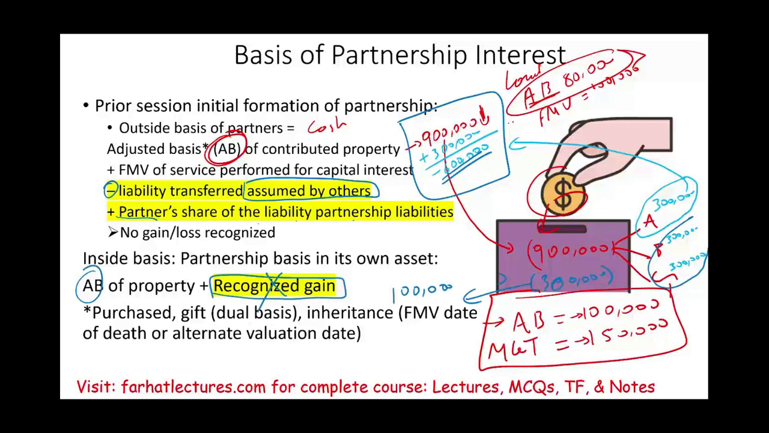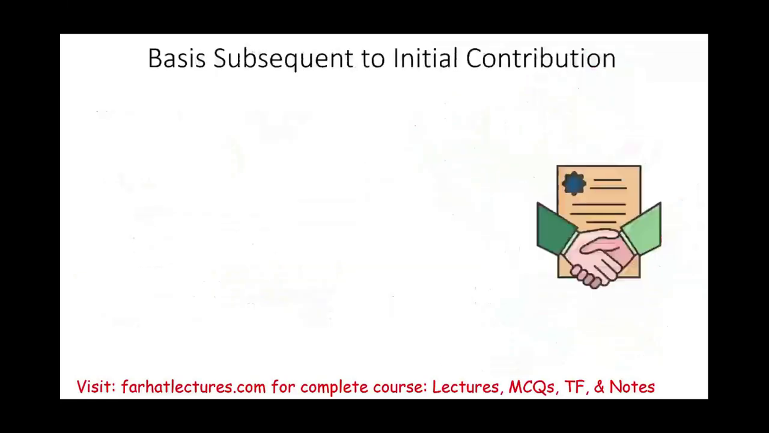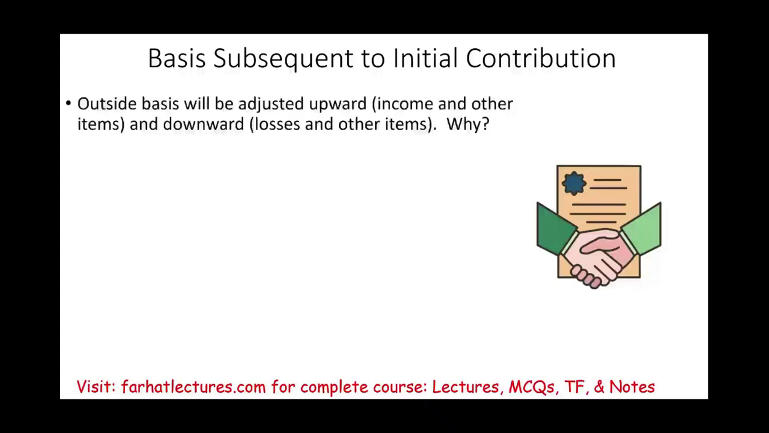Let's talk a little bit more about what happens subsequently to the initial basis. Now, initial basis subsequently changes. Outside basis changes. It could move upward, it could move downward. Why would it move upward? From income. If the partnership earns income, remember, once it earns income, that income is taxable. Anything that you pay taxes on increases your basis. Same thing with going downward if you incur losses.